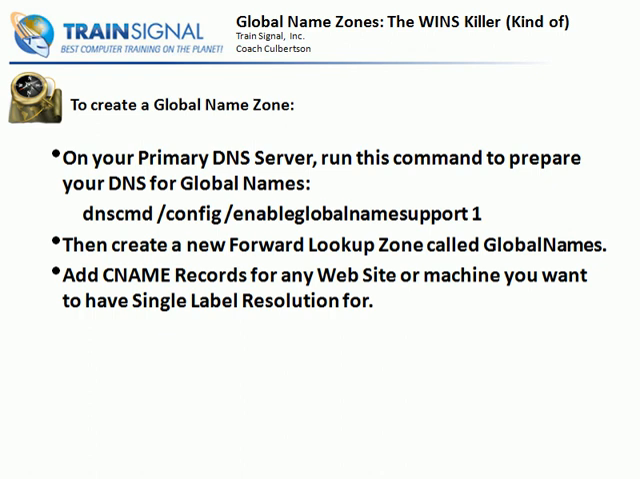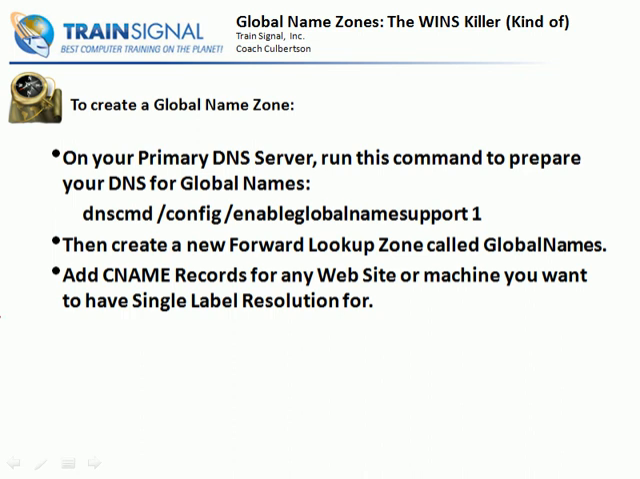In order to create a global name zone, it's pretty easy. First of all, on your primary DNS server, and this DNS server might be an Active Directory integrated zone server, it might be just a regular primary DNS zone server, whatever it is, you're going to need to run this quick command. You're going to open up your command prompt, and you're going to type DNSCMD /config /enableglobalnamessupport 1. Okay? This little command enables the support in the DNS server for global names.